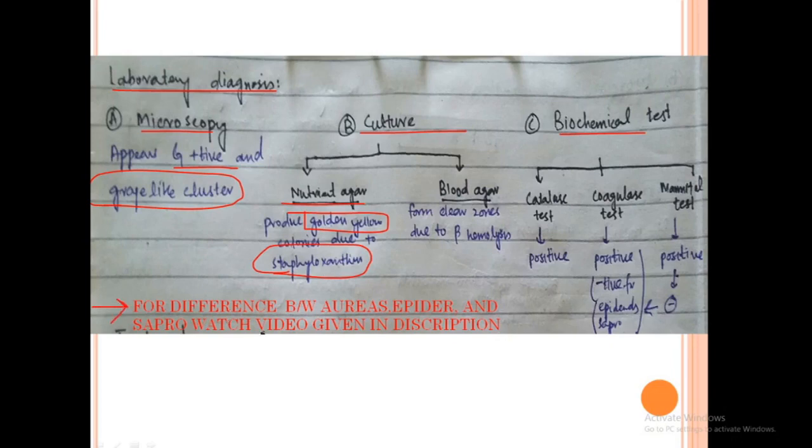For the difference between Staphylococcus aureus, epidermidis, and Staphylococcus saprophyticus, watch the video whose link is given in the description. After nutrient agar, we use blood agar, in which they form clear zones due to beta hemolysis. The biochemical tests include catalase, coagulase, and mannitol fermentation test. Both catalase and coagulase are positive for aureus. Mannitol fermentation is also positive for aureus, but it is negative for epidermidis and Staphylococcus saprophyticus.